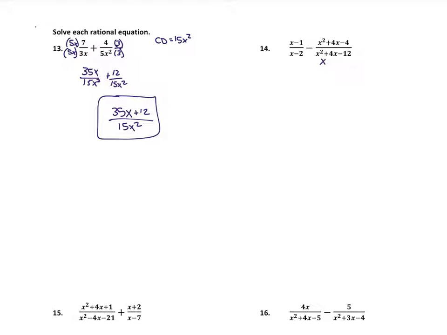For this one, we're going to factor the bottom, so x plus 6, x minus 2. This side on the left is missing x plus 6, so we're going to multiply top and bottom by x plus 6 to get common denominators. That gives us x squared plus 5x minus 6 minus x squared plus 4x minus 4. And those are both over x plus 6, x minus 2.